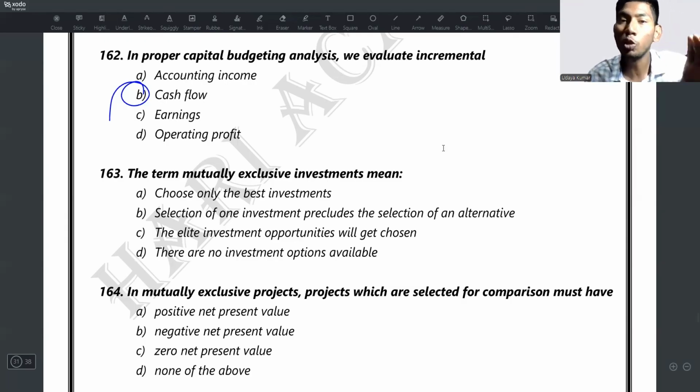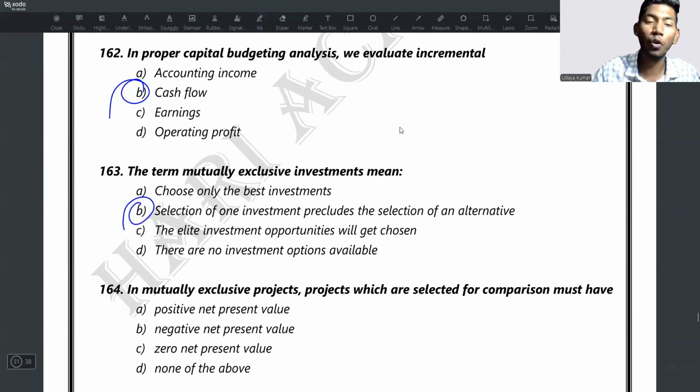Because mutually exclusive investments mean that the selection of one project excludes the possibility of choosing another. So this is common when two projects fulfill the same purpose or require similar resources, making it impossible to undertake both. Okay, so here option B is the right option.